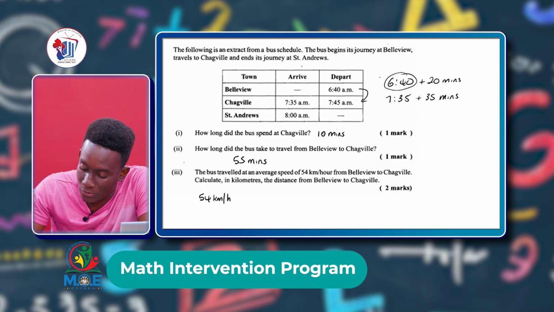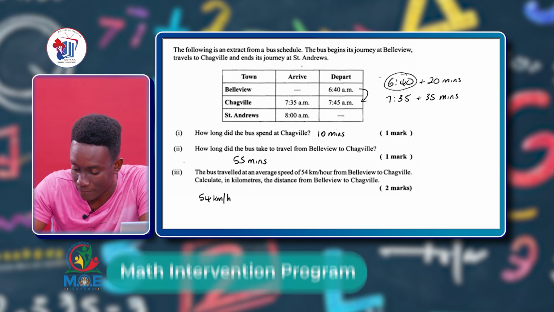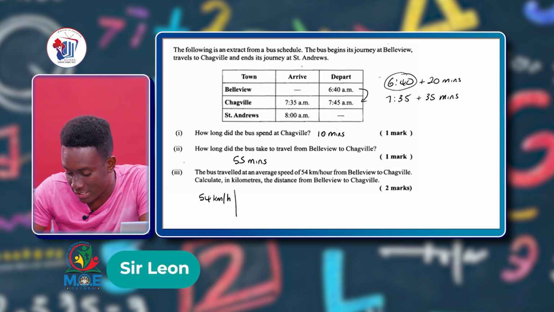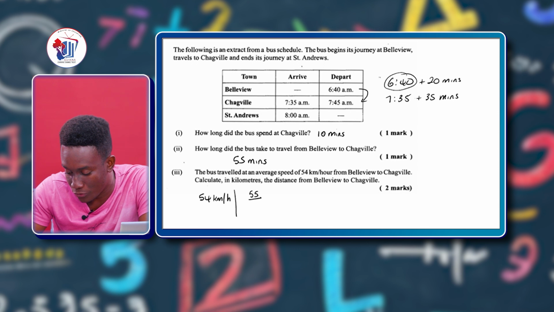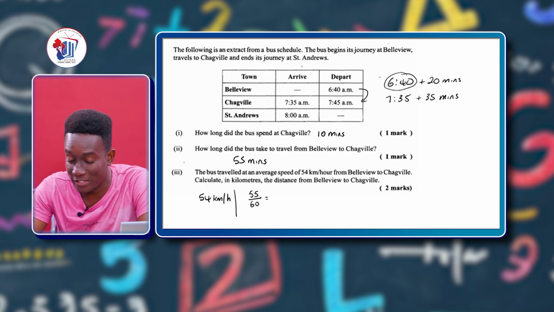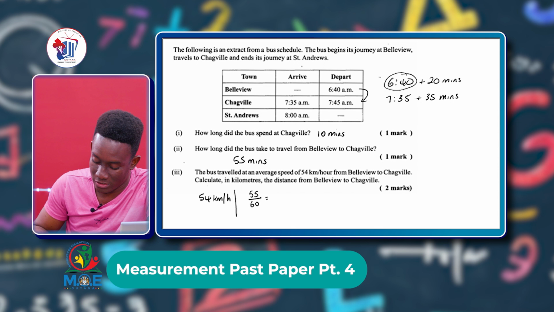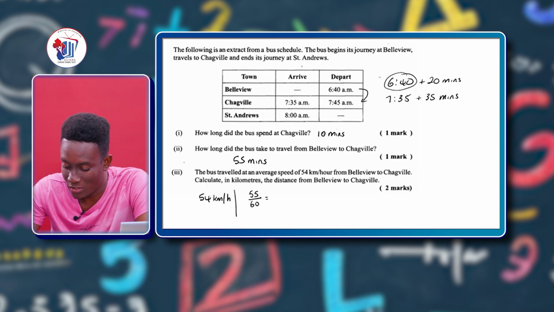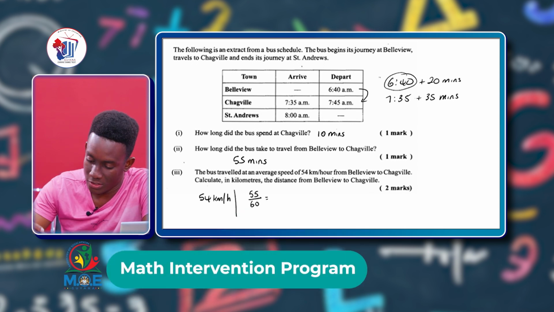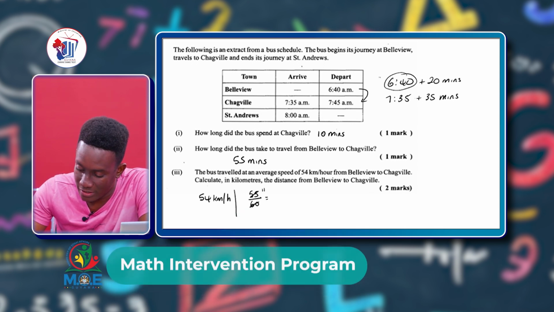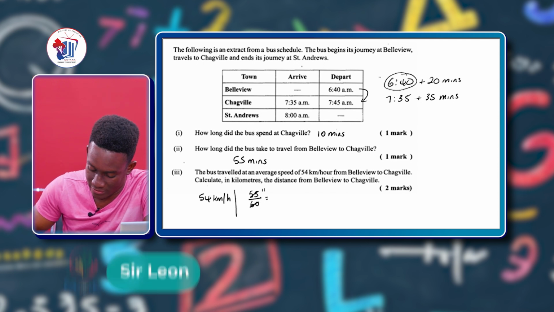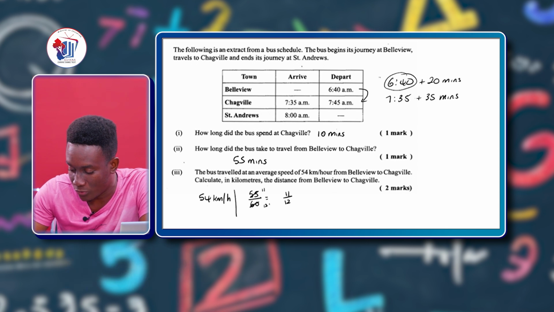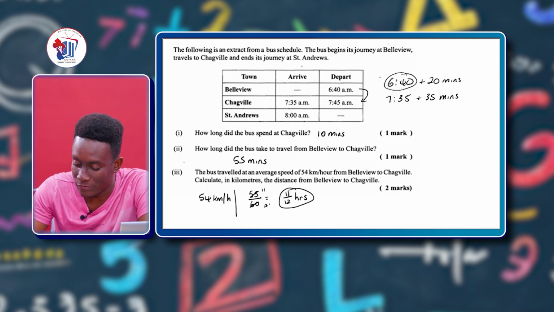But in this case, we saw that the bus did not travel for an entire hour. It traveled for 55 minutes. So we can say 55 minutes would be 55 over 60. So 55 divided by 60 would give me the amount of hours that it traveled. This will give me a very long decimal, but let's see if we can break this down. 55 divided by 5 would be 11, and 60 divided by 5 would give me 12. So we can say 11 over 12 hours. So that is how long the bus traveled.